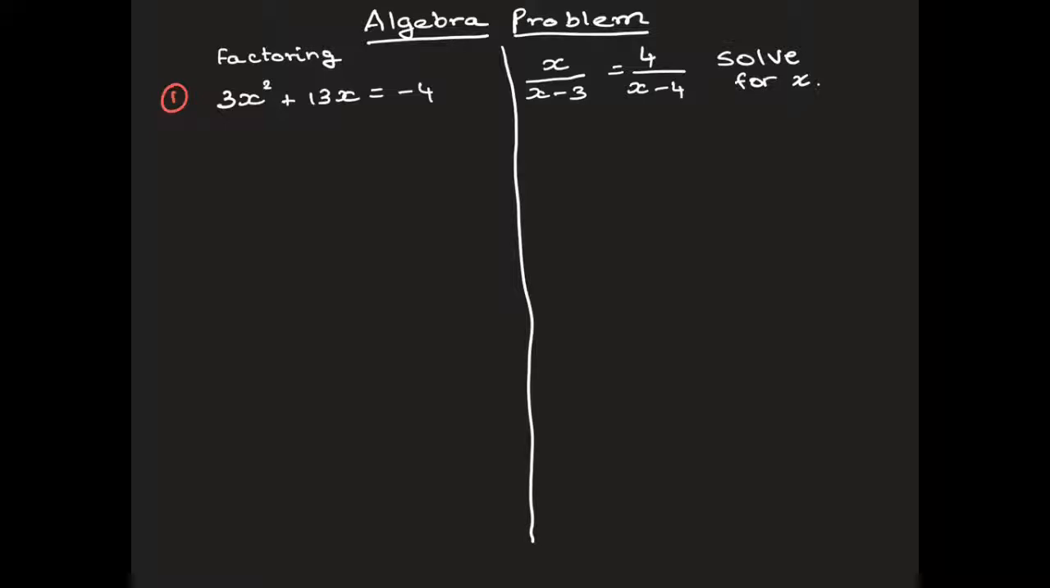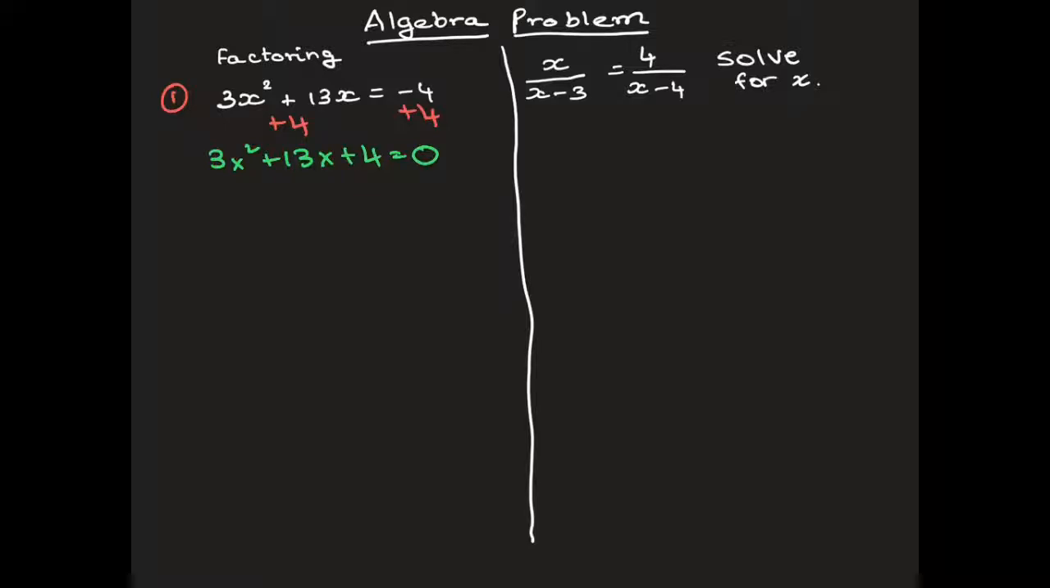So now, our first step should be making this equation equal to 0. So what we can do is, we just add 4 to both sides of the equation. So now our new equation is 3x squared plus 13x plus 4 is equal to 0.